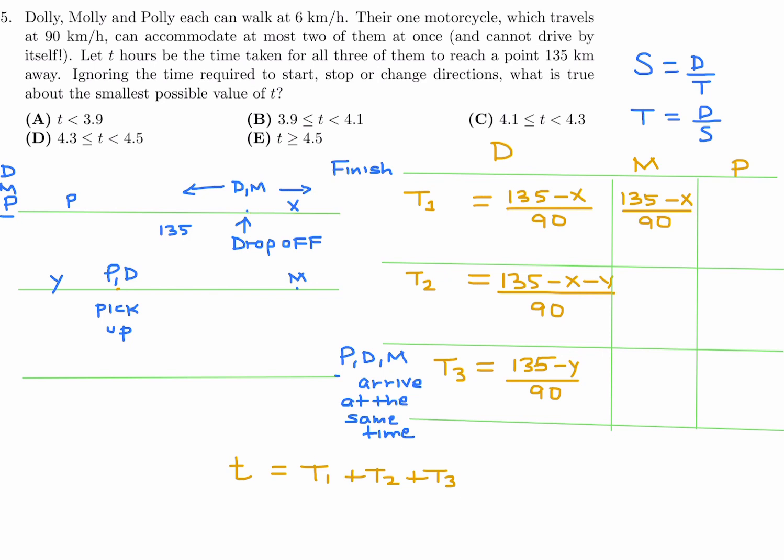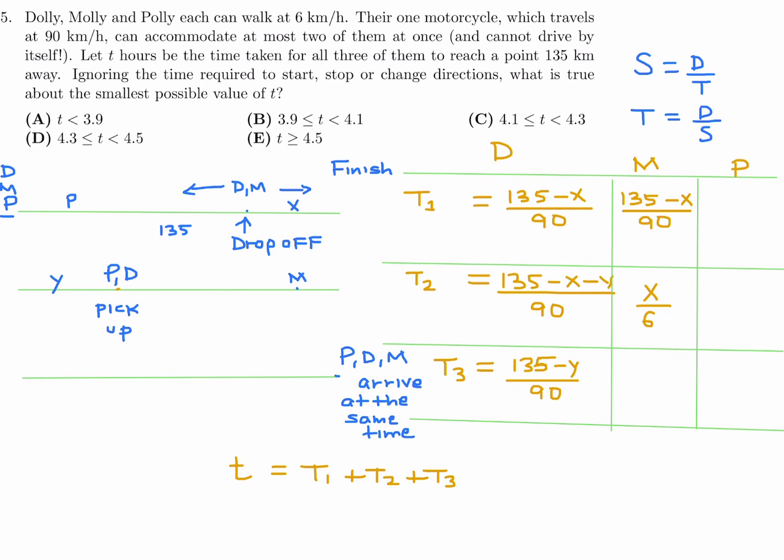So we actually don't even need to worry about two different times. We should just concentrate on her second phase, which is just walking, and that's just x over 6. The distance is x and the speed is 6 because they're walking at 6. So that's all there is for her.